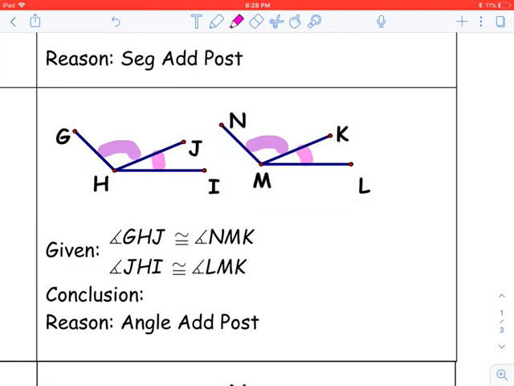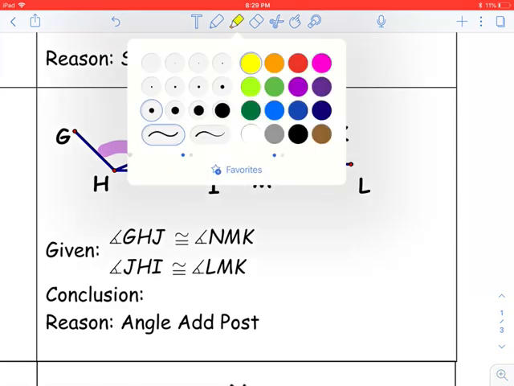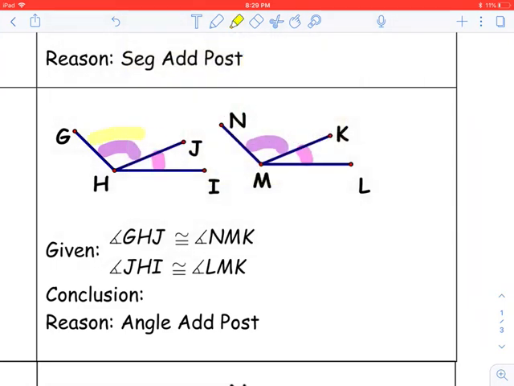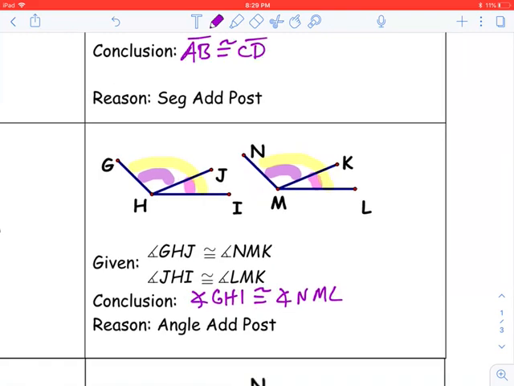Okay, so if these 2 parts are congruent, then I can get the whole thing congruent as well. So if you look at what that would be, the whole thing would be GHI congruent to NML. Put the 2 together. Okay, so that's our conclusion. Angle GHI is congruent to angle NML. Angle addition, because we added the 2 together.